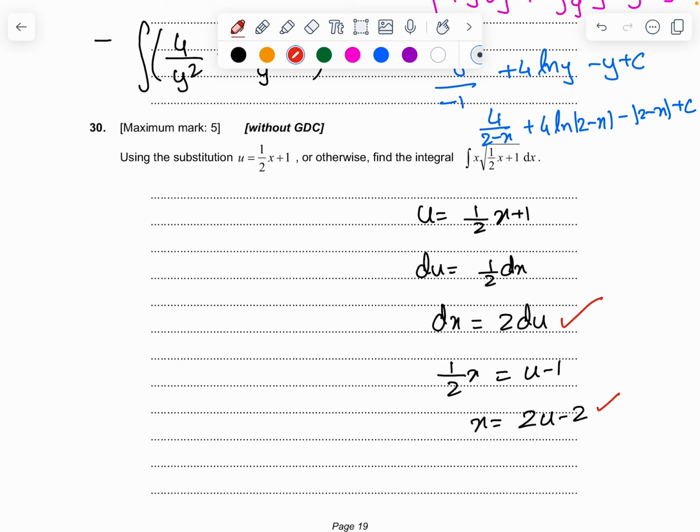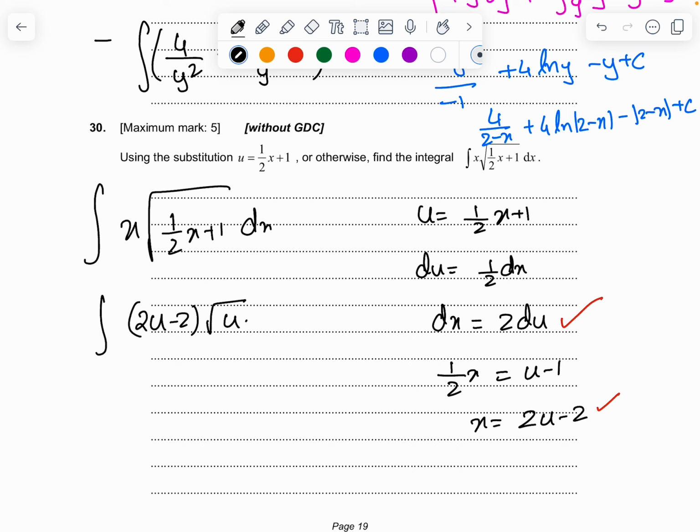Now what am I going to find? Integral of x square root of half x plus 1 dx. So x is nothing but 2u minus 2. Then square root of u times dx, which is nothing but 2 du.